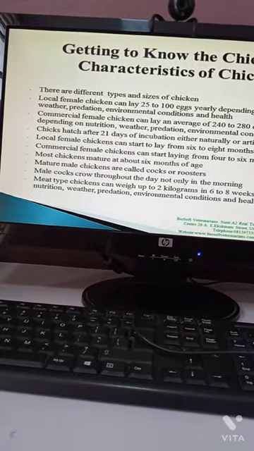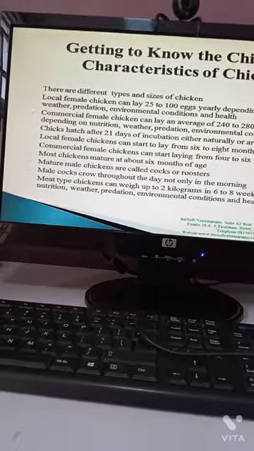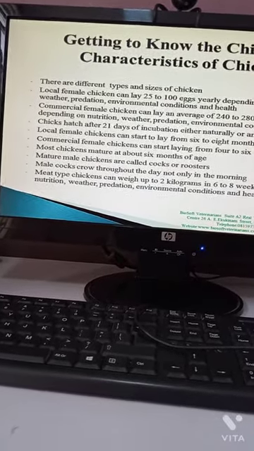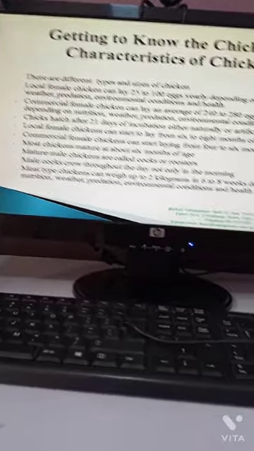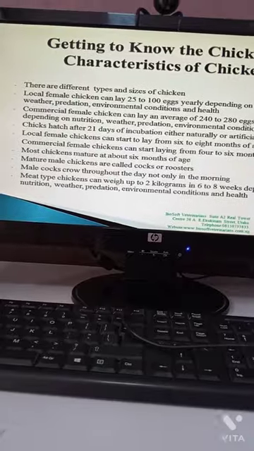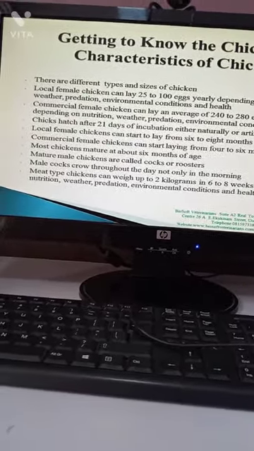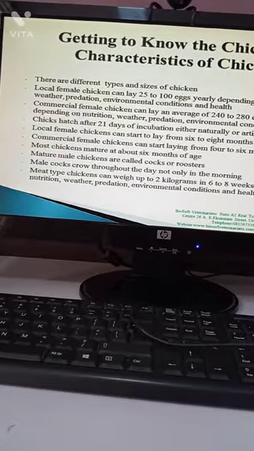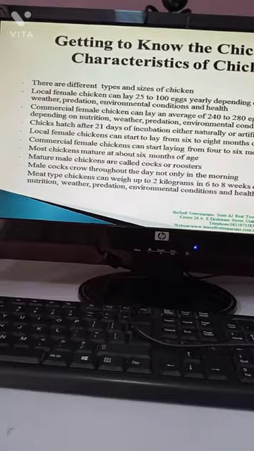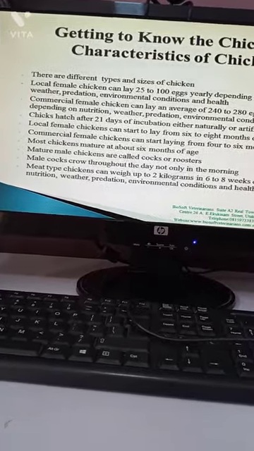Mature male chickens are called cocks or roosters. Male cocks crow throughout the day, not only in the morning. You know, in some cultures, if a cock should crow in the daytime, especially in the afternoon, that cock is gone. It's a taboo, but it's a natural habit for cocks to crow. So they crow throughout the day.